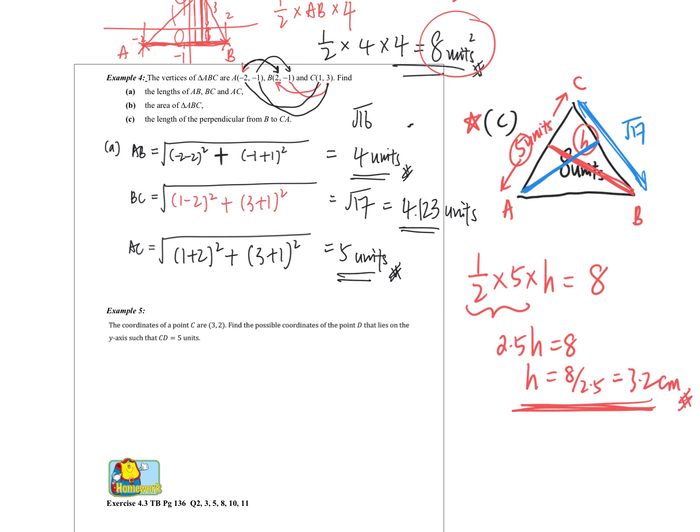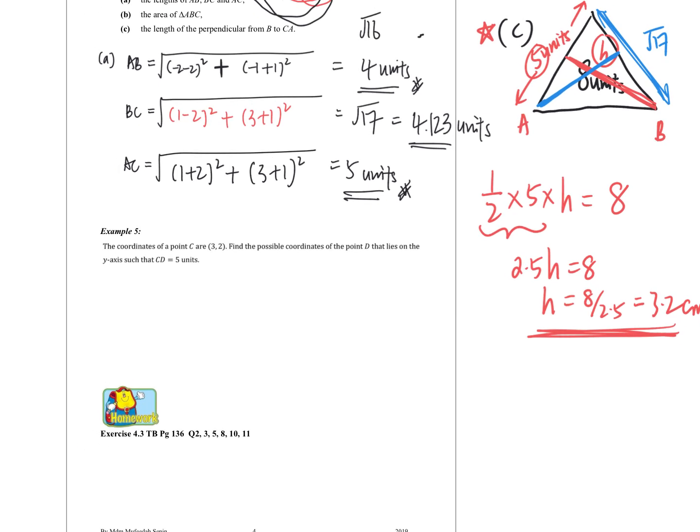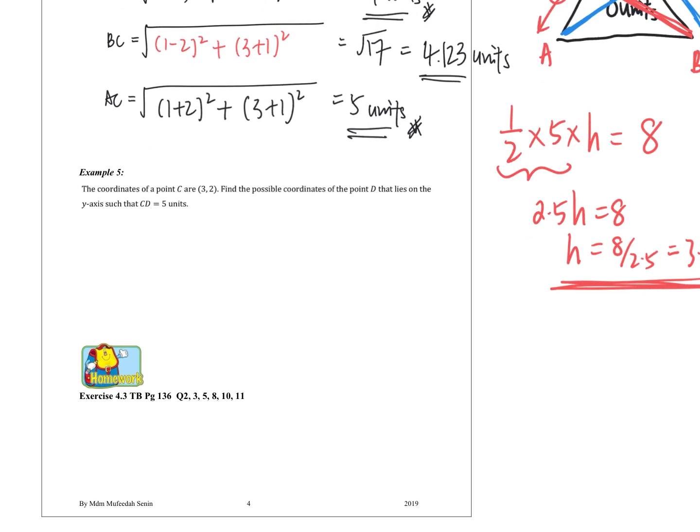Okay, so the problem sum kind of question is still back to the same formula. Okay, last one, before we can close 4.3. Yeah, last one, good. Okay, this one. The coordinates of the point C are 3, 2. Find the possible coordinates of the point D that lies on the y-axis.